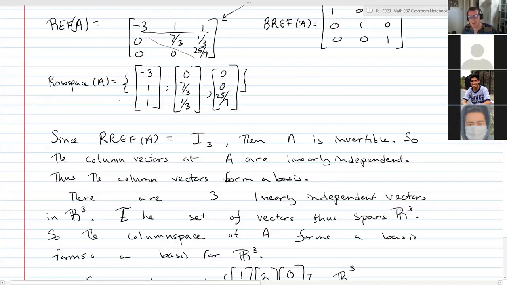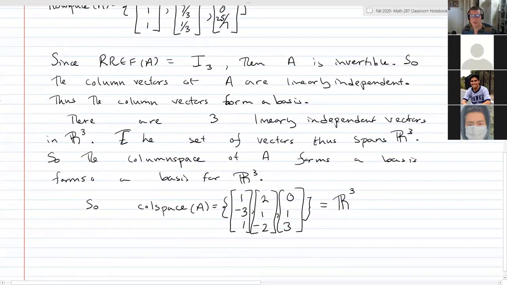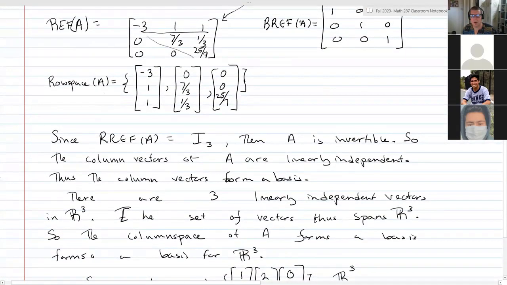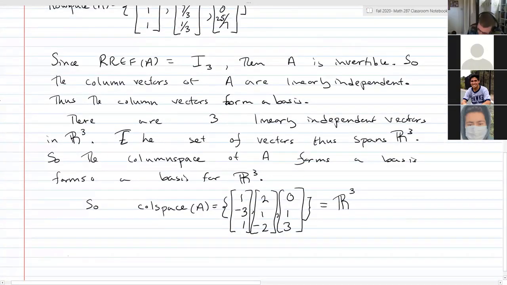All right, here's a question. So is the row space also R3? So look at the row space up there. In this case, a basis made up of three vectors in R3. Are they going to be R3? Is the row space of A equal to R3?